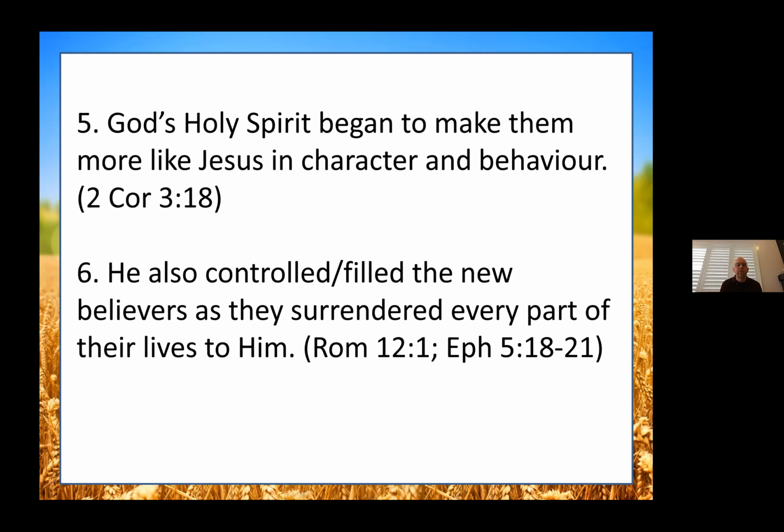Point number six, he also controlled or filled the new believers as they surrendered every part of their lives to him. Ephesians 5 commands us to be filled with the Spirit. In other words, to put ourselves into his hands, to allow him to control us. And we can only do that, of course, as we fulfill the command in Romans 12:1. To offer our bodies as a living sacrifice to God. To say, here, Lord, use me, raised from the dead, use me for yourself, control me and fill me.